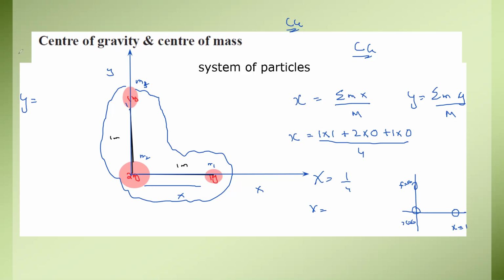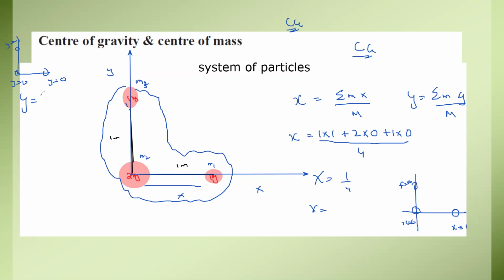Then when we talk about the y coordinate for these masses, what is the distance here? 0. What is the distance here? 0. And what is the distance here? 1. The y-axis distance. And we solve in the same manner.